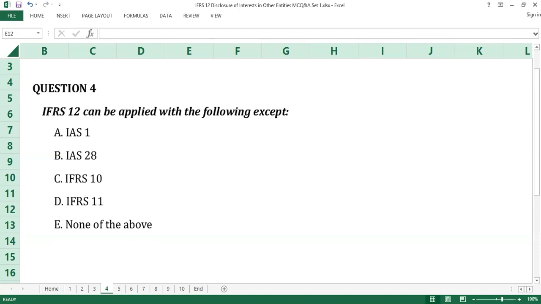Ten seconds gone. 20 seconds gone. Time up. The answer to question number 4 is E, none of the above. IAS 1, IAS 28, IFRS 10, and IFRS 11 can be applied with IFRS 12. E is the answer to question number 4.